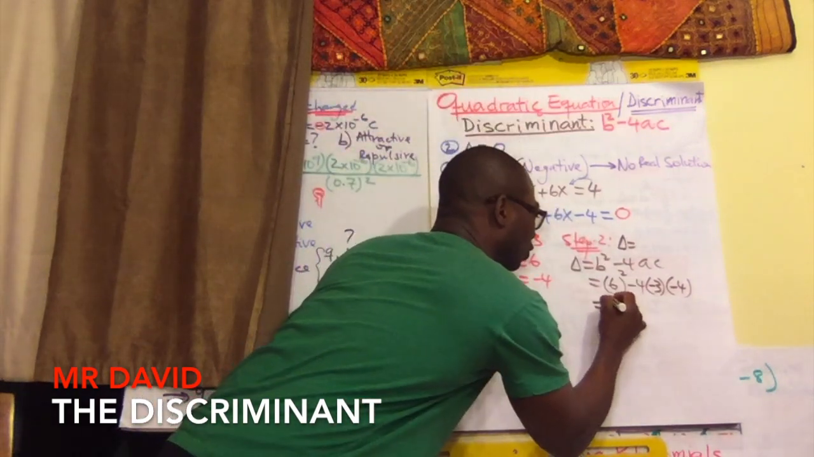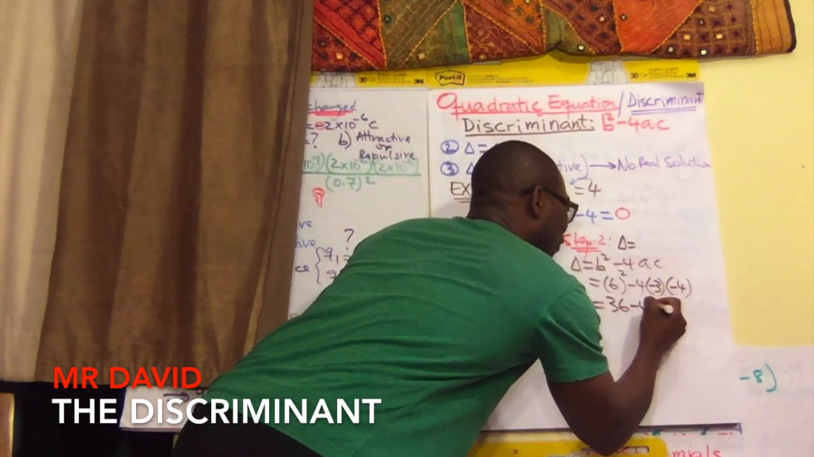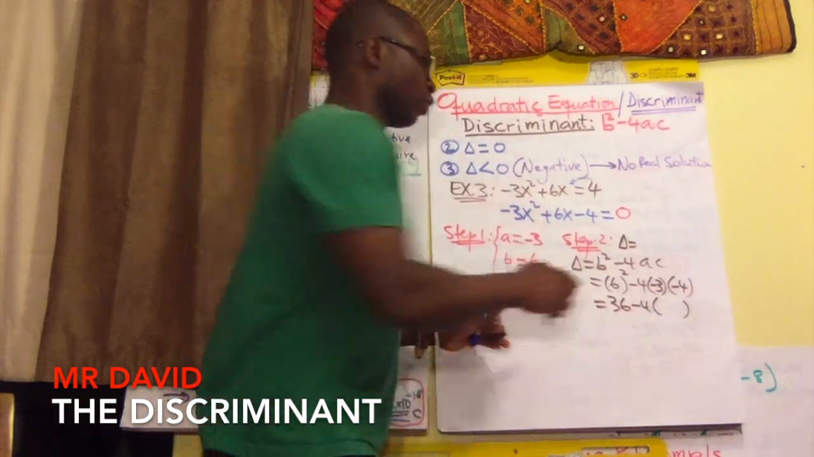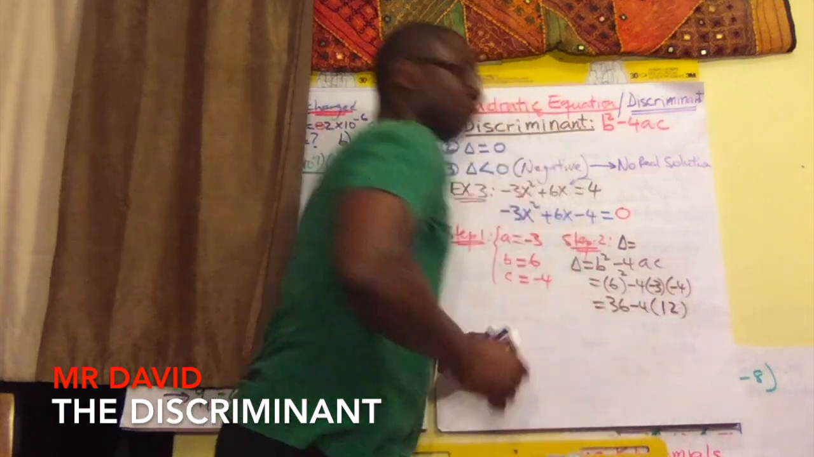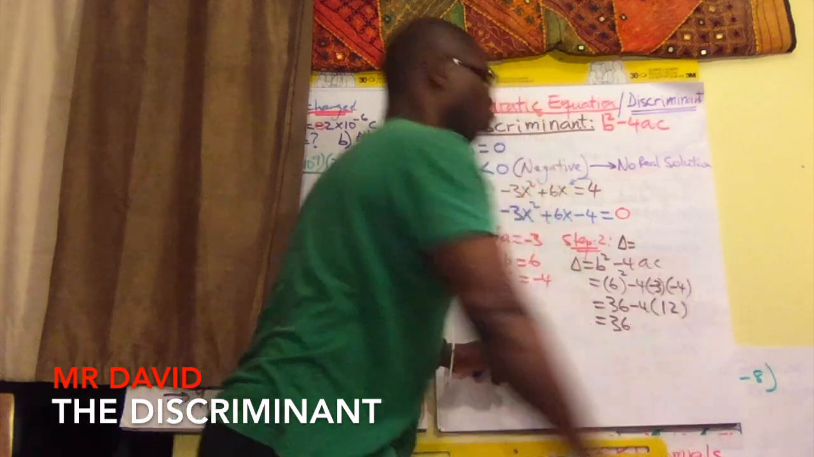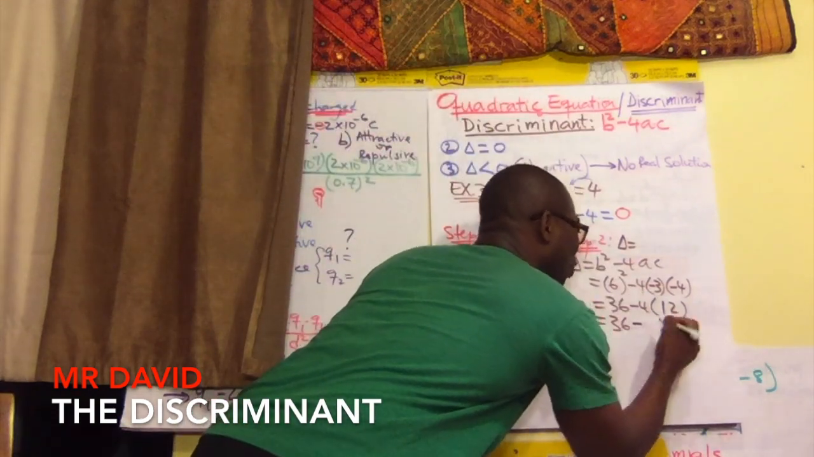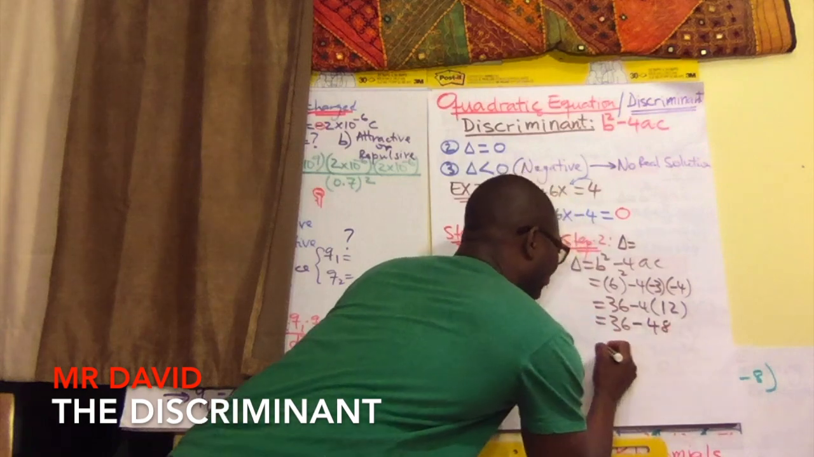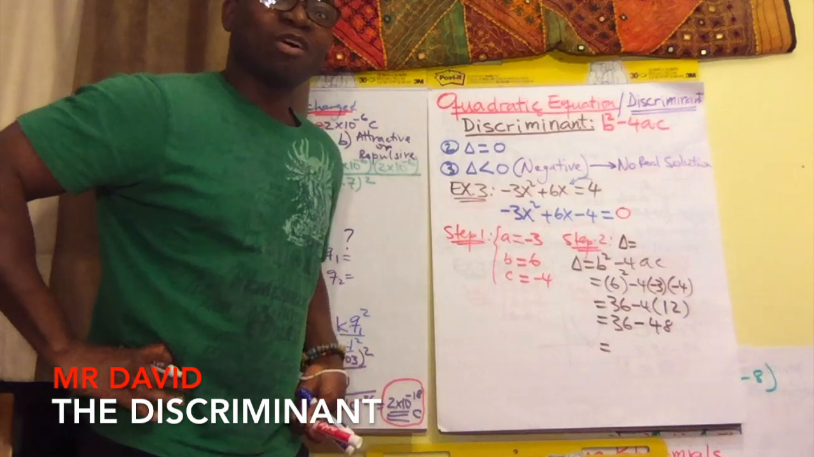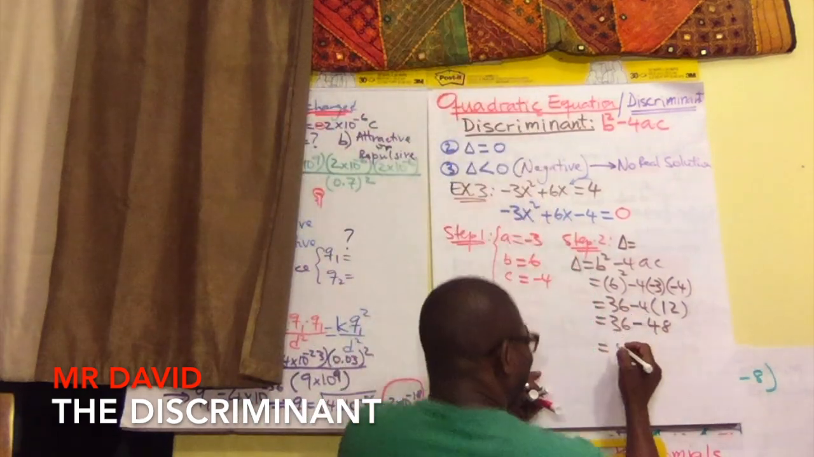What is 6 squared? It's 6 times 6, 36. Minus 4. Okay? What is negative 3 times negative 4? Negative times negative is positive. So 3 times 4, positive 12. Good. Equal 36. What is negative 4 times 12? Negative times a positive is negative. So minus 4 times 12 is 48. 36 take away 48. Ooh, will that be positive, 0 or negative? Let's give us a negative number, right? So negative 12.